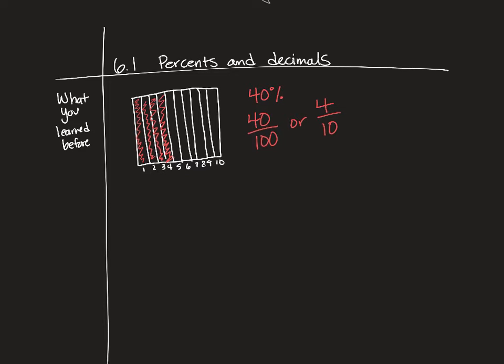But this fraction is not in simplified form. We could still simplify this fraction. Well, the number 2 divides 4, and the number 2 divides 10. 4 divided by 2 is 2. 10 divided by 2 is 5. So we could say that 40% written as a fraction equals 2/5 in simplified form.